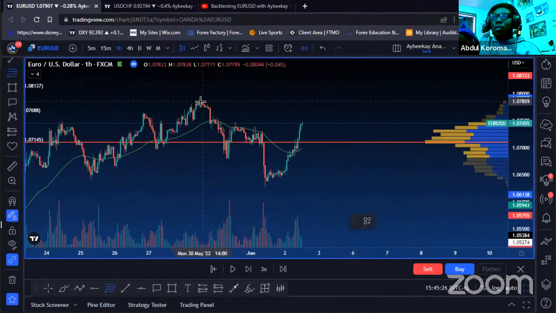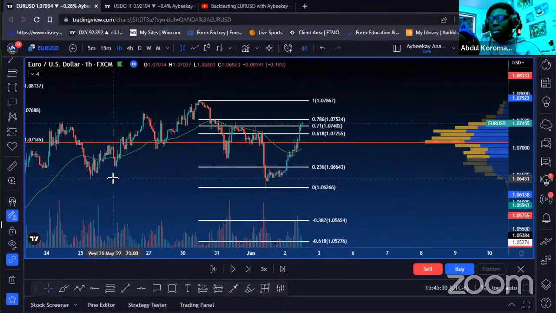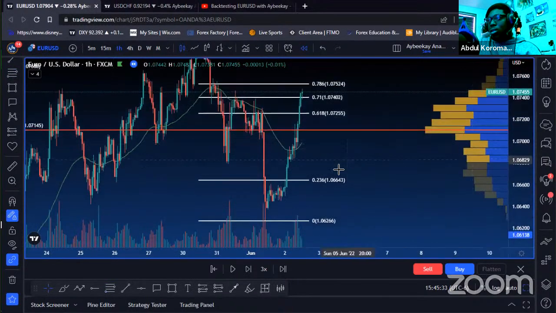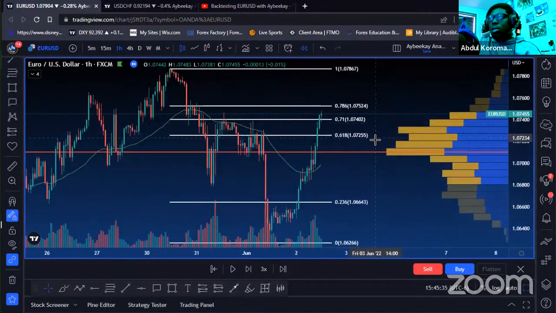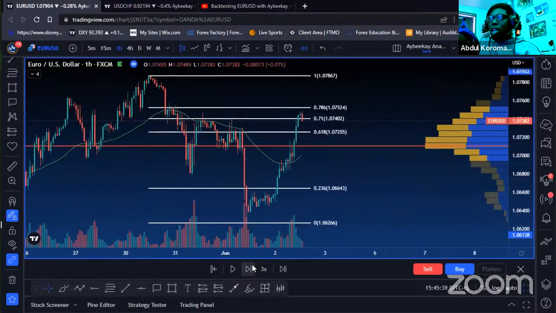I don't like the all of a sudden volume rise, but we're gonna go ahead and still play this because it did break this little structure low key. I'm not crazy over this price action getting here, though. Let me see what the next price candlestick.